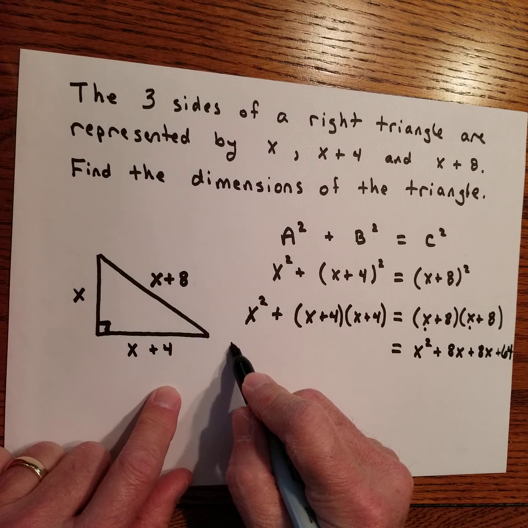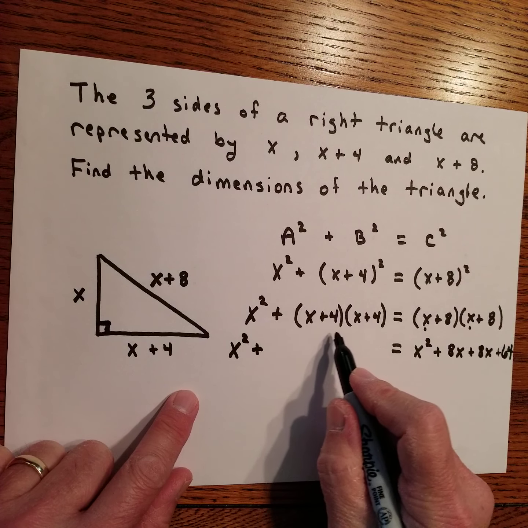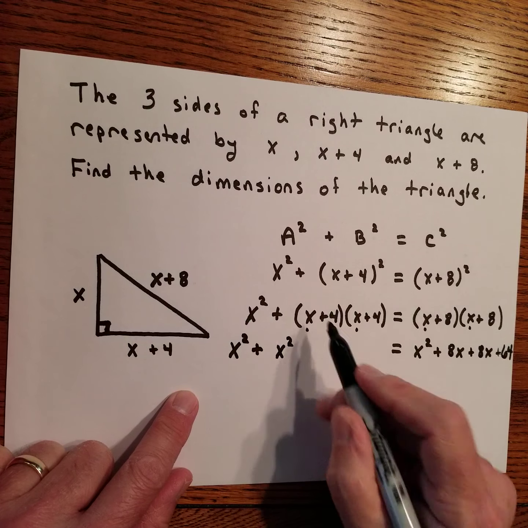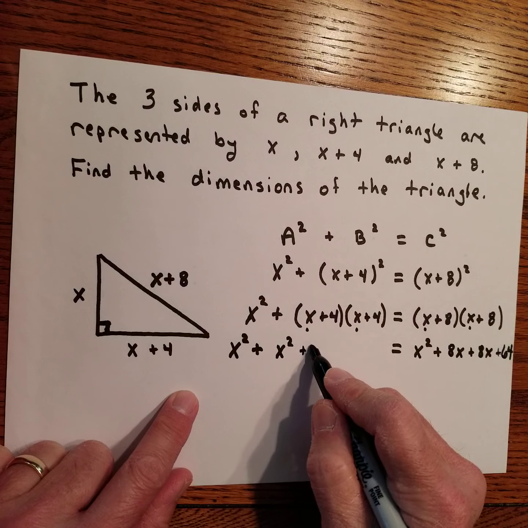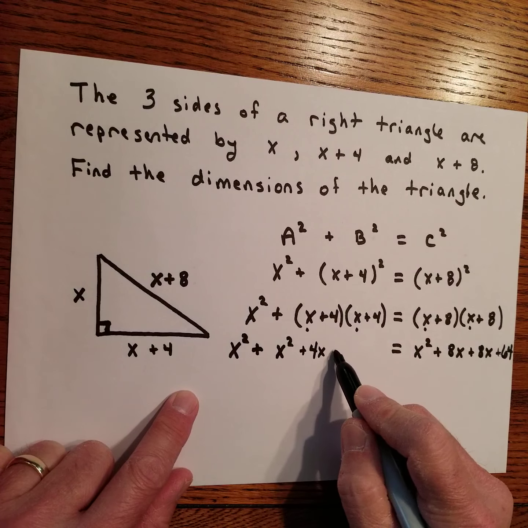We'll do the same on this side. Copy the x squared and use FOIL here. X times x. X times 4. 4 times x. And the lasts, 4 times 4, 16. Let's take the work we have so far, and I'm going to put it on a larger piece of paper where I've got a little more room to show my work.